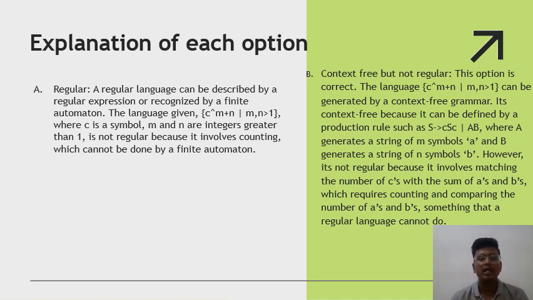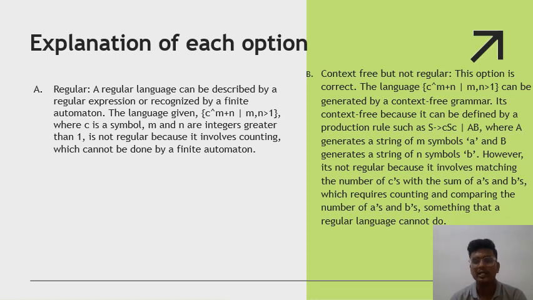A regular language can be described by a regular expression or recognized by a finite automaton. The language given, where C is a symbol and M and N are integers greater than 1, is not regular because it involves counting, which cannot be done by a finite automaton. Context free but not regular: this option is correct. The language can be generated by a context free grammar.